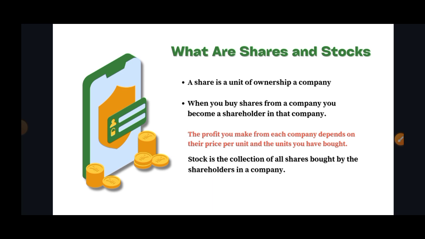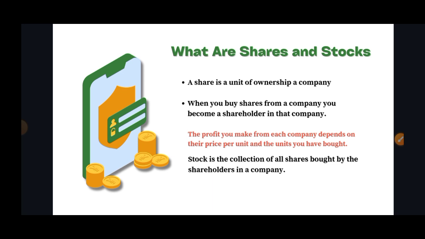Now, this is very important. The profit you make from each company depends on their price per unit and the units you've bought. For example, you buy a share from Dangote Cement, and let's say it's 20 naira per unit of share. And this unit of share, let's say you buy 10. That 10 determines the profit you're going to get if you sell it, or they are paying dividends, which you're going to see later on in the course.